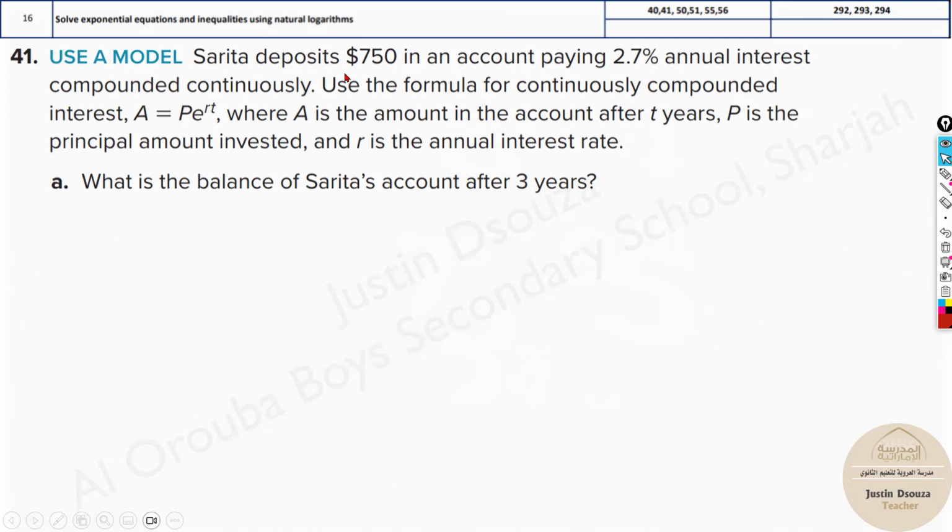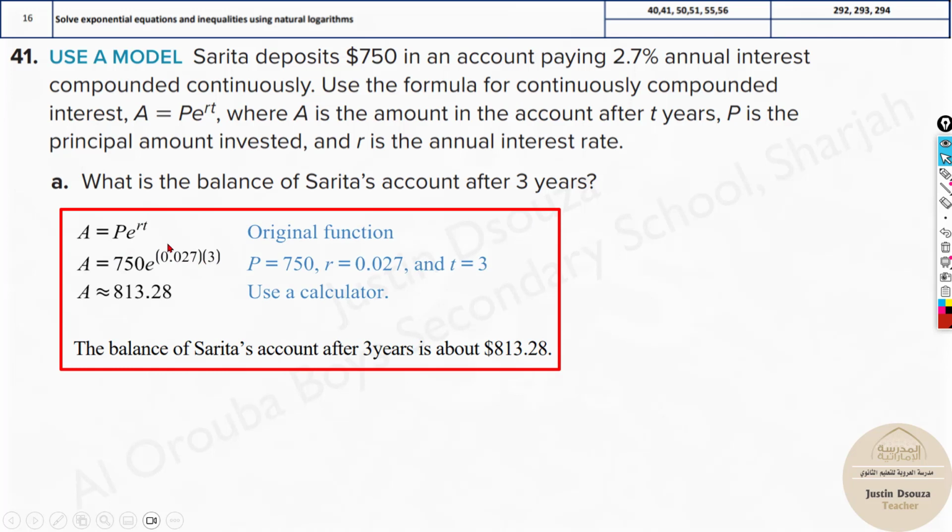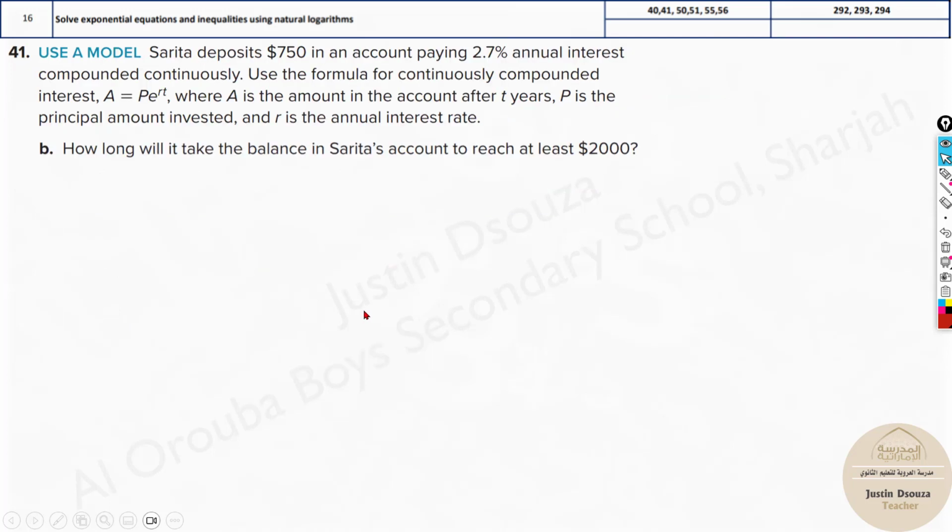Now here the depositing amount is $750 and the rate of interest is 2.7. Formula is given. We need to find the amount after 3 years. So just substitute over here 750, 2.7 in percent, so it will be divided by 100. So it's 0.027. If you write it in percent, it's 2.7. Multiplied by the time 3. Put it in the calculator. You'll get the answer.